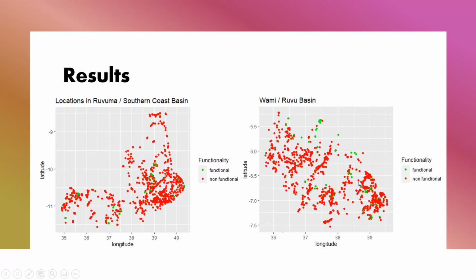These are a little more scattered. The Wami Ruvu basin is a little more scattered, so it would probably be best to look at this one, as there are more non-functional pumps clustered together. So it would be easier to work on these pumps in a given time, to save time with travel and things like that.